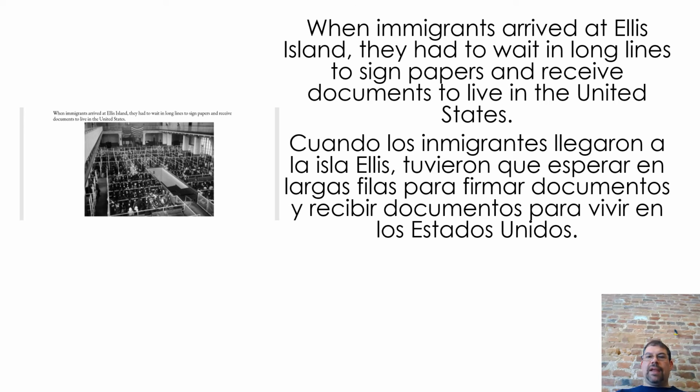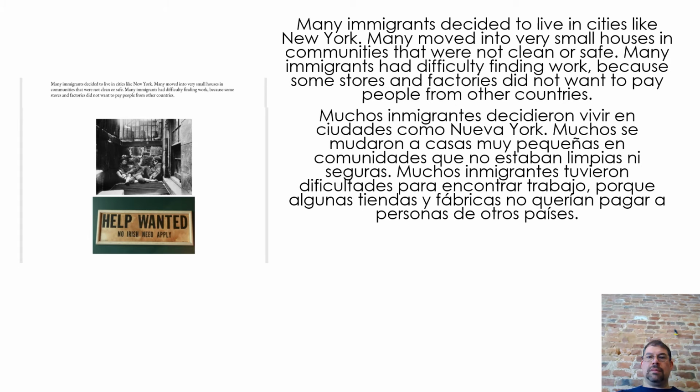When immigrants arrived at Ellis Island, they had to wait in long lines to sign papers and receive documents to live in the United States. Many immigrants decided to live in cities like New York. Many moved into very small houses in communities that were not clean or safe. Many immigrants had difficulty finding work because some stores and factories did not want to pay people from other countries.